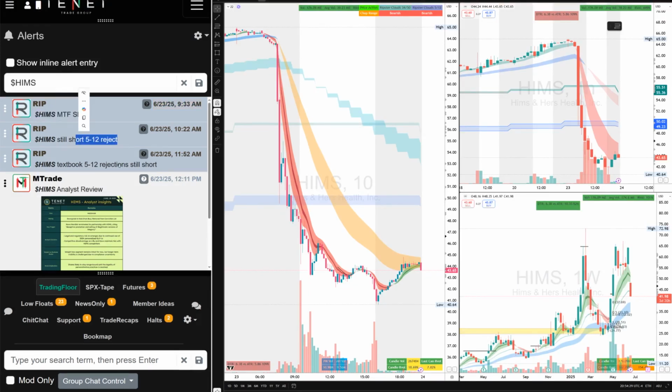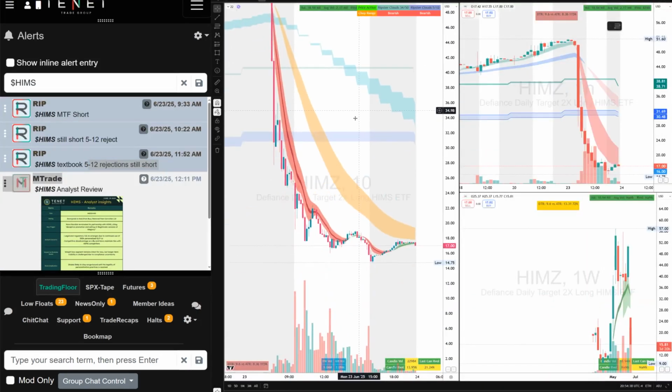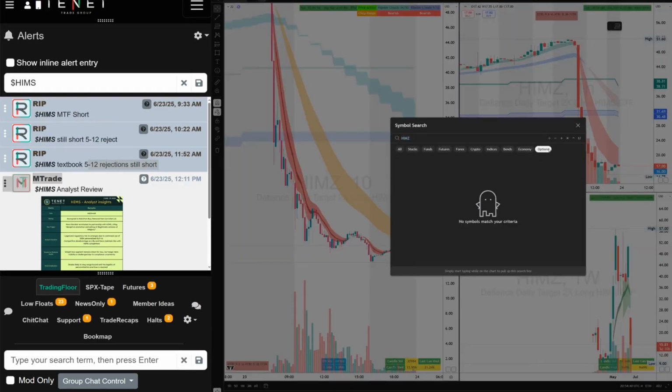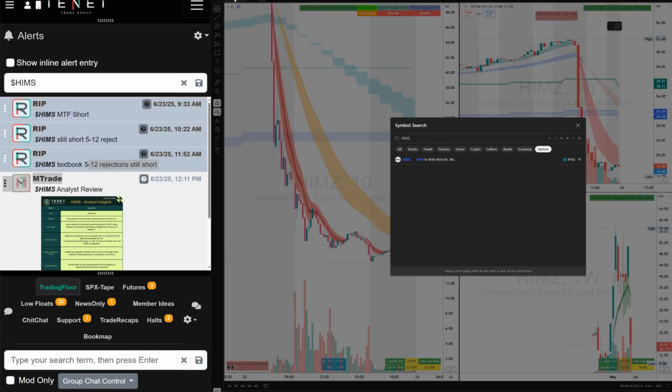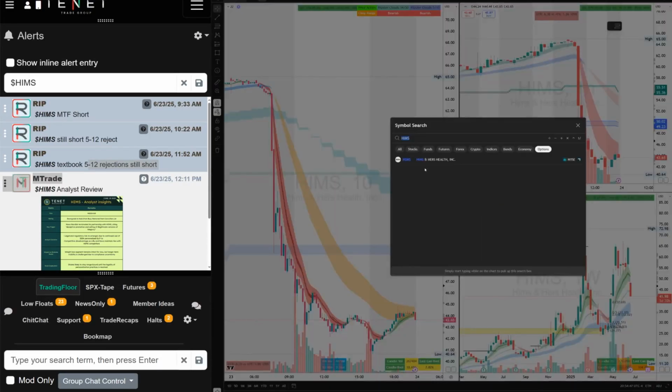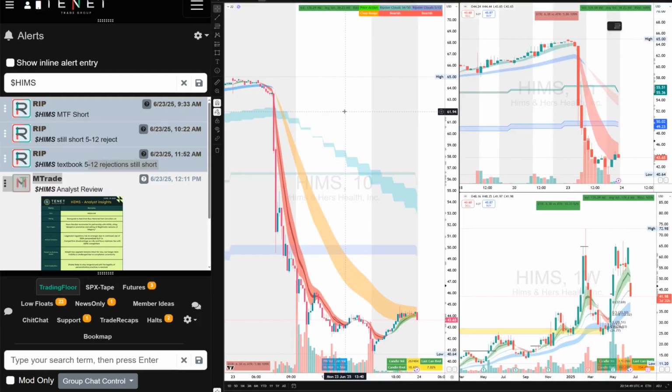MTF short, rejecting 512, still a short. 512 rejection, still a short. All day short, nothing else. You could trade leveraged ETFs as well if that's what you like to trade. HIMS, their options. I don't know if they have options, sometimes they have illiquid options, but you could trade the options as well. But shares is always preferred. If you have a bigger size account, you don't really need to trade the options.